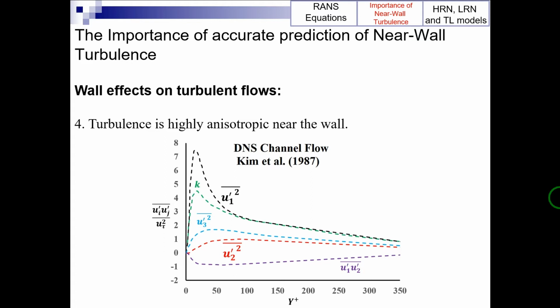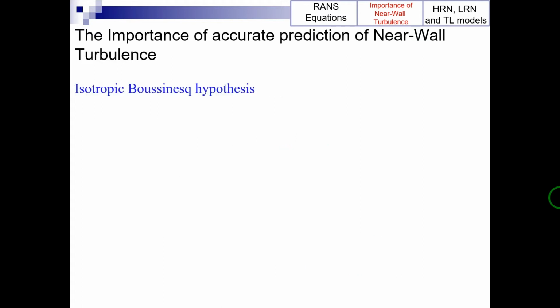To highlight the importance of turbulence anisotropy close to the wall, it is worthy to mention that the most popular turbulence models in use calculate the Reynolds stress terms using the isotropic Boussinesq hypothesis as presented here. We can see the isotropic Boussinesq hypothesis here. In this equation, rho is the fluid density, K is the turbulent kinetic energy, and delta Ij is the Kronecker delta function.